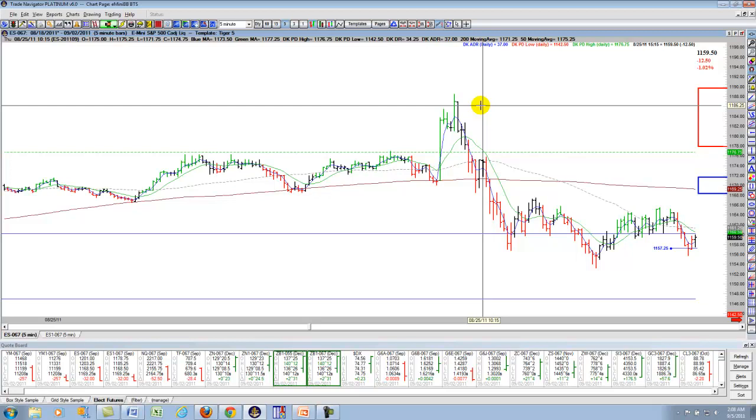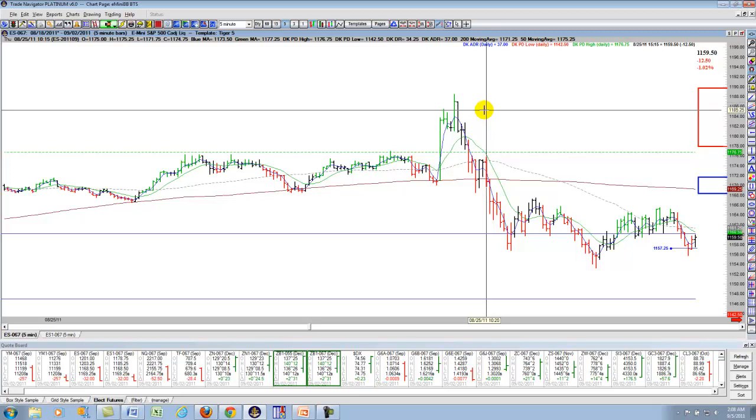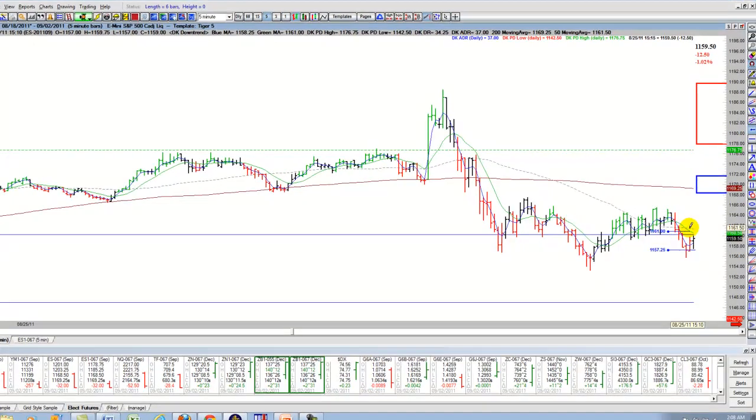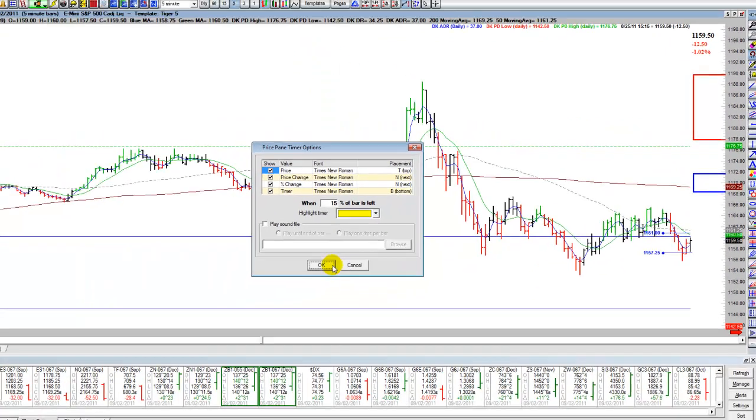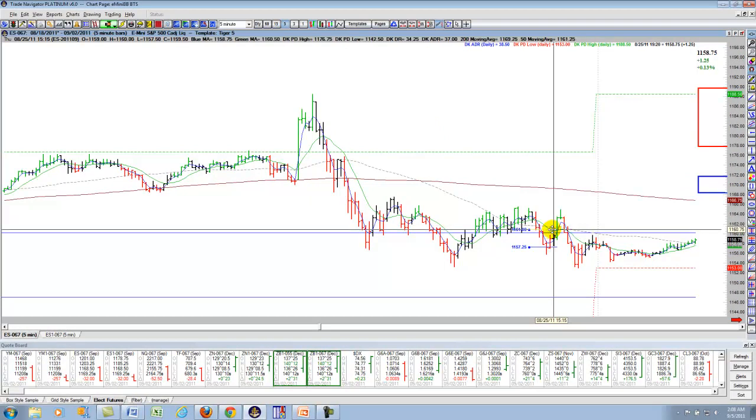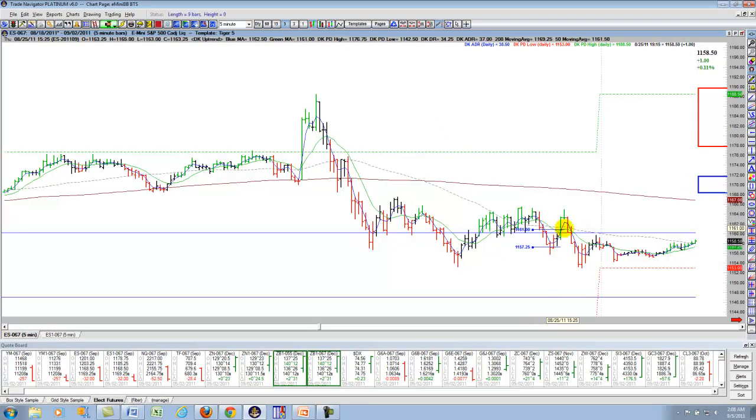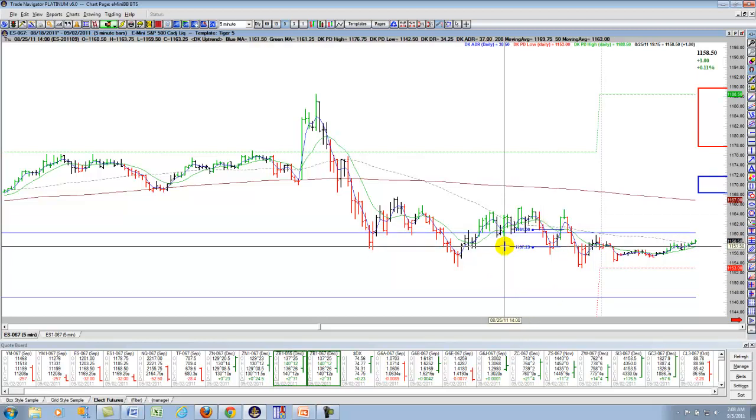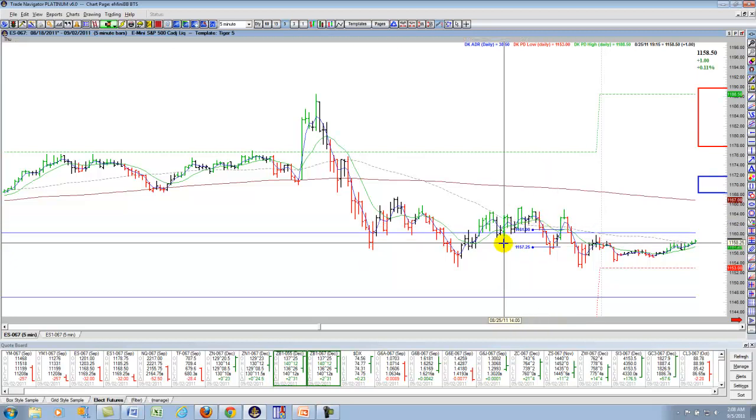1157, be 1161 even. There's our entry point right there. Cancel. Yeah, it definitely ran our stop. So how much was that a loss? Let's go back and look at this. So that was 3.75 times 50, $187.50. So obviously not every one of them works out.